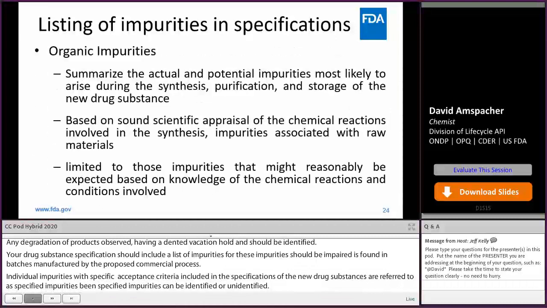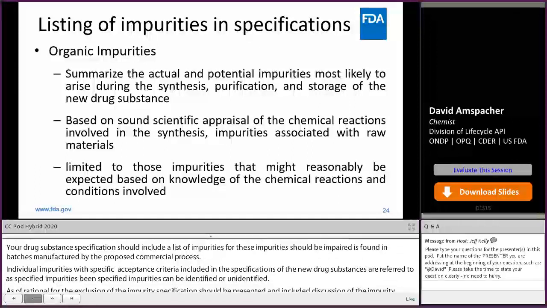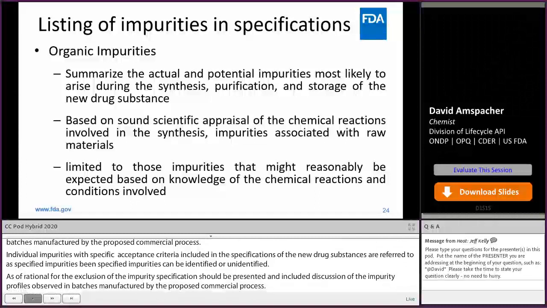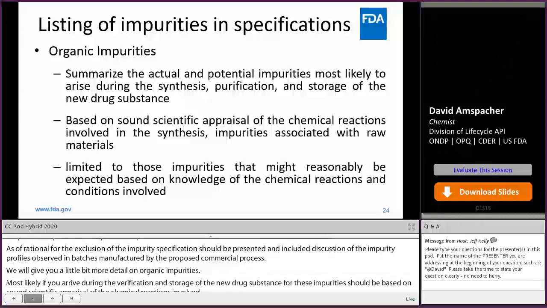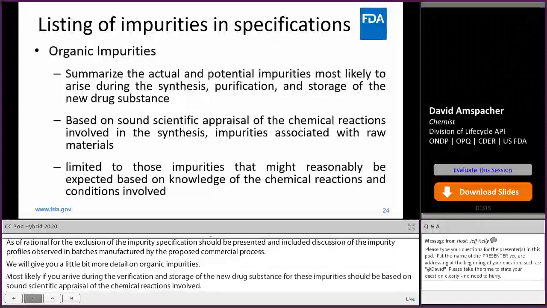And we'll give you a little bit more detail on organic impurities. You should summarize the actual and potential impurities most likely to arise during the synthesis, purification, and storage of the new drug substance. These impurities should be based on sound scientific appraisal of the chemical reactions involved or impurities associated with raw materials. These impurities should be limited to those that might reasonably be expected based on your specific knowledge of the chemical reactions and conditions involved.